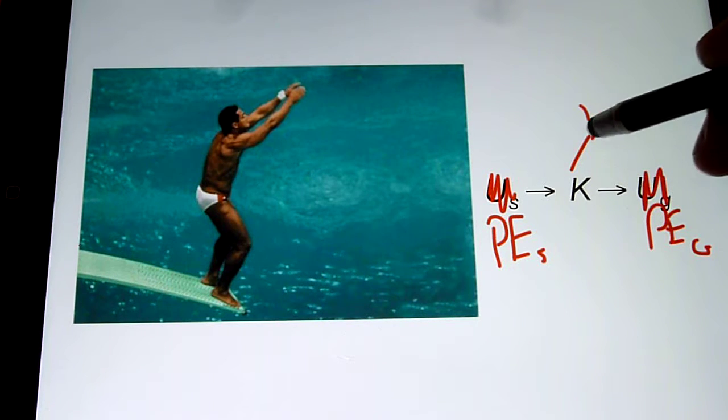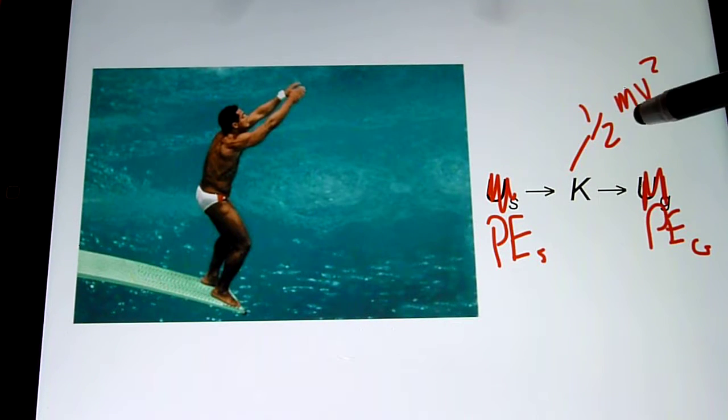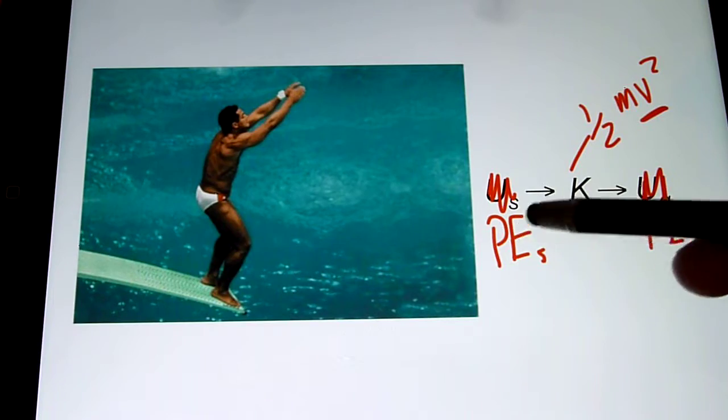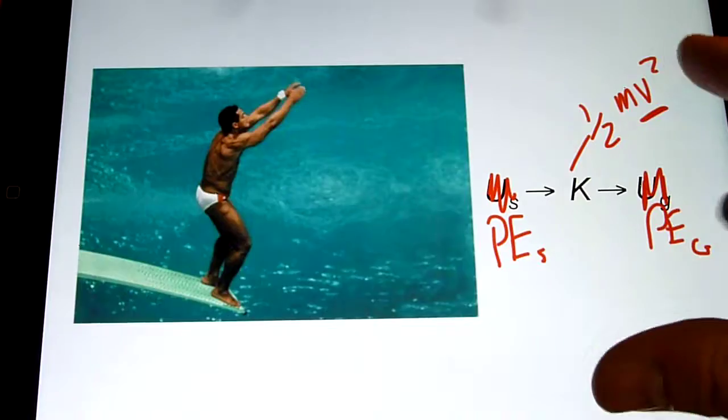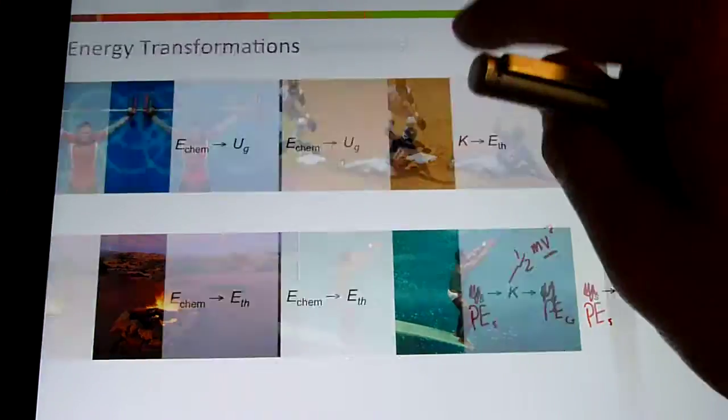Kinetic energy was 1/2 mv squared, so whenever we're moving we have kinetic energy. Gravitational potential energy is related to the elevation. Spring potential energy is related to that board flexing, or if I actually had a spring, it getting shorter or longer, as we'll see in future problems.